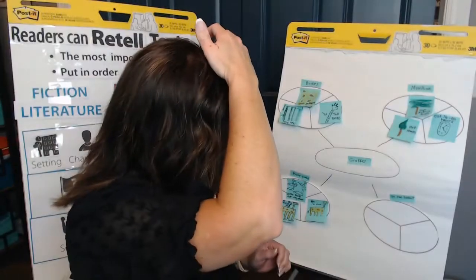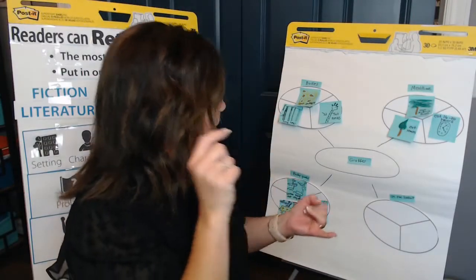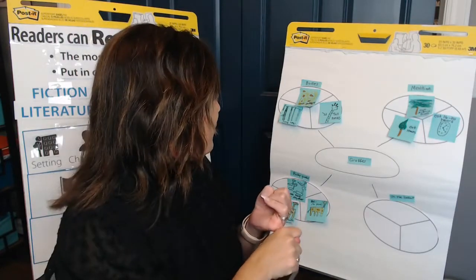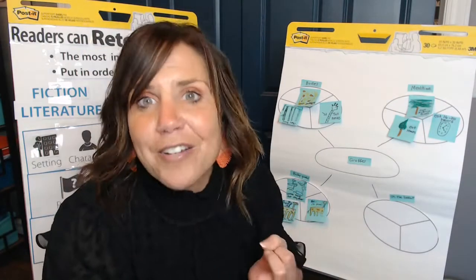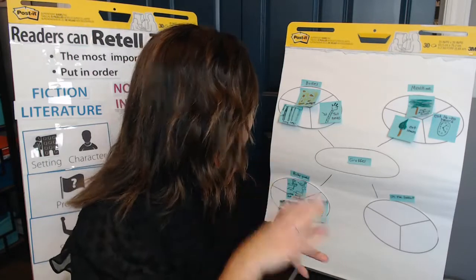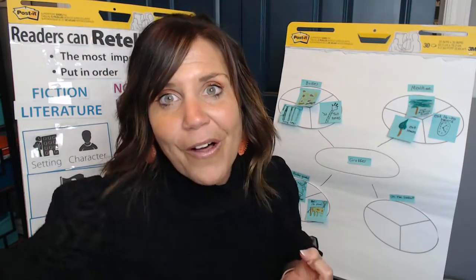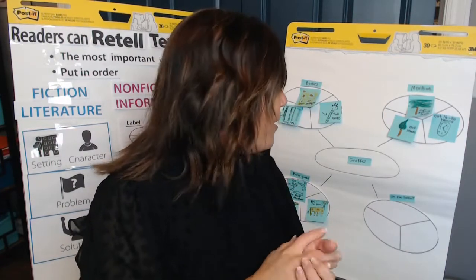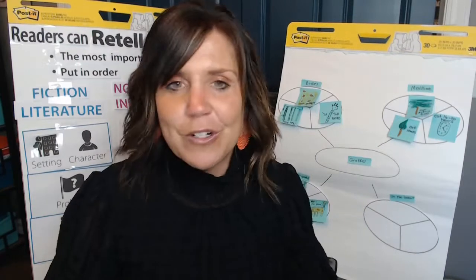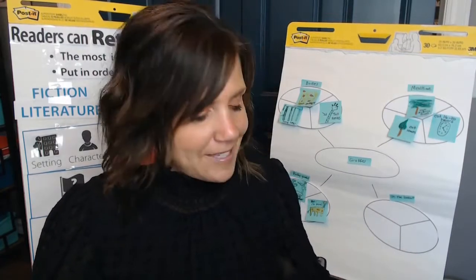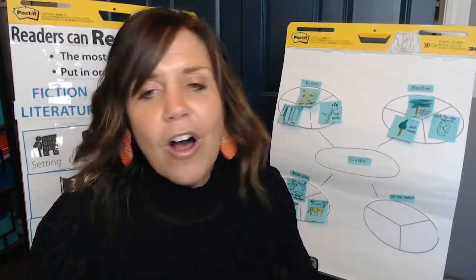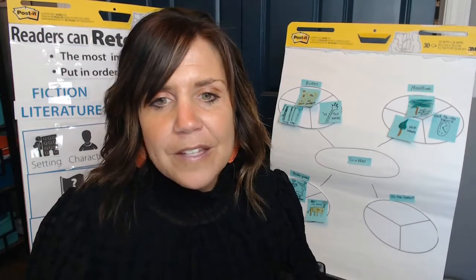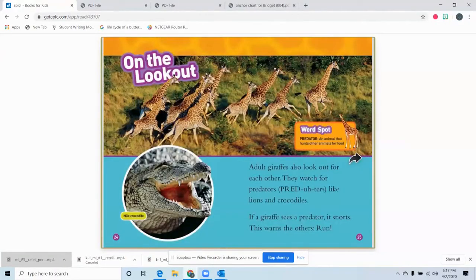So if we retold that section, we could say that baby calves are 100 to 150 pounds. They hang out together, and one mom watches the kids while all the other moms look for food. Great job retelling that and helping me with writing the words and pictures. Let's do another section. The last section is on the lookout, and it's all about how they're on the lookout for predators that may try to eat giraffes.